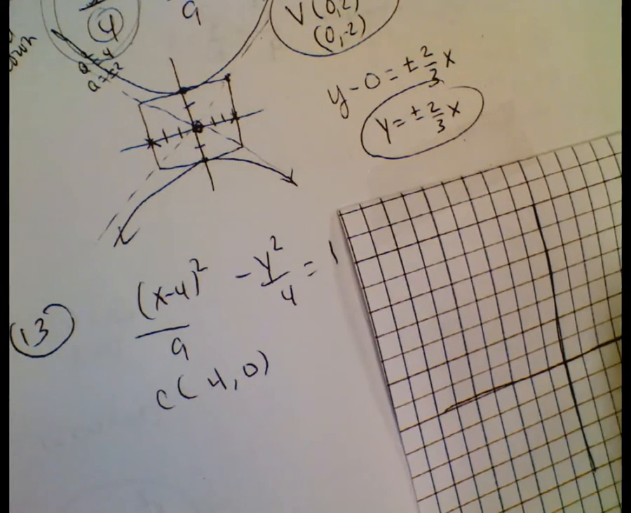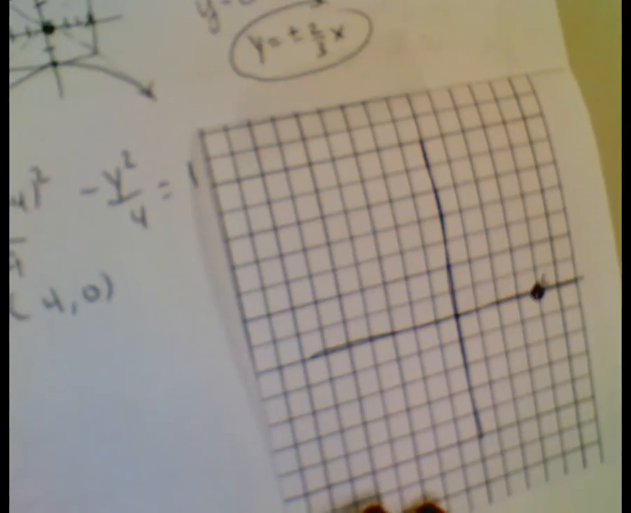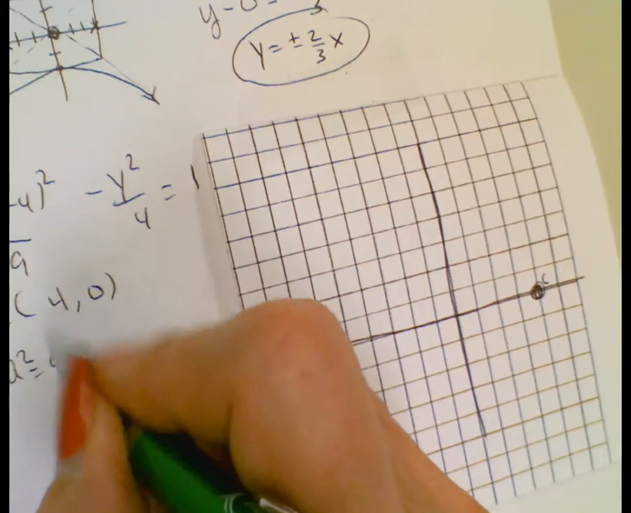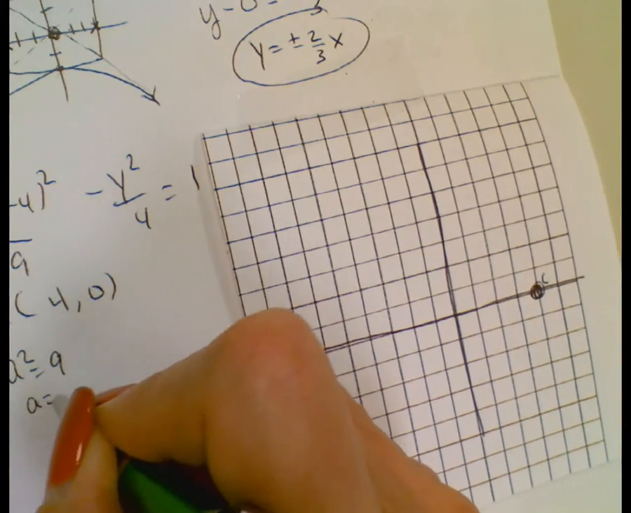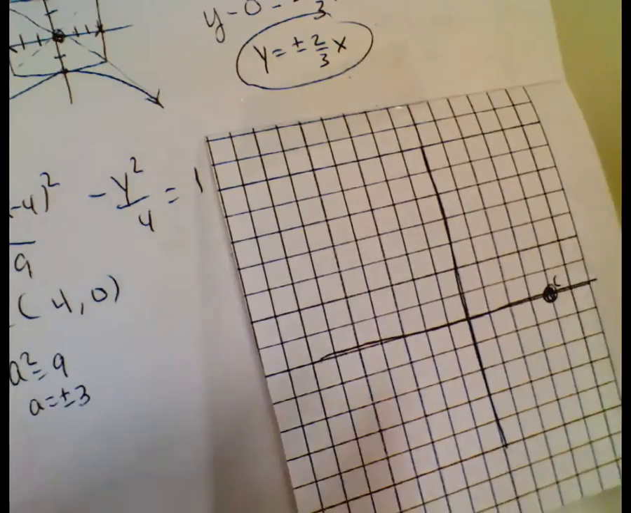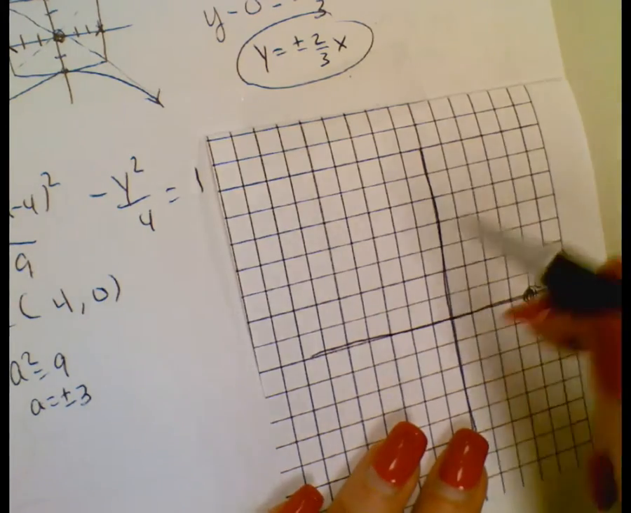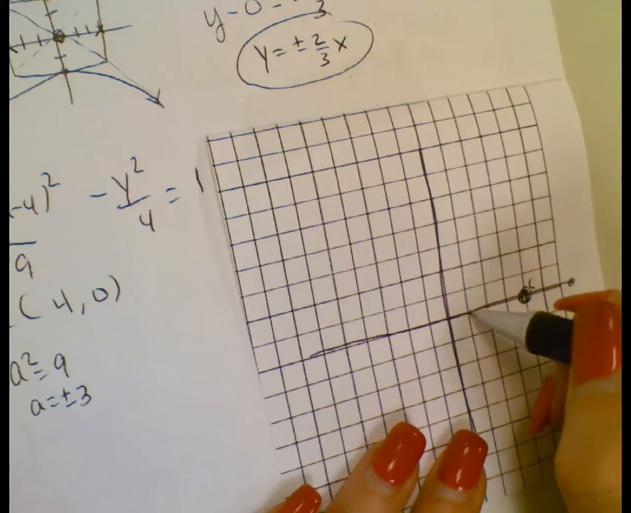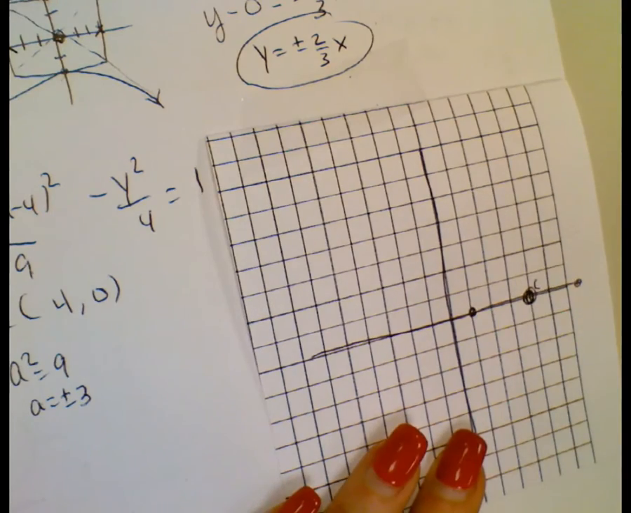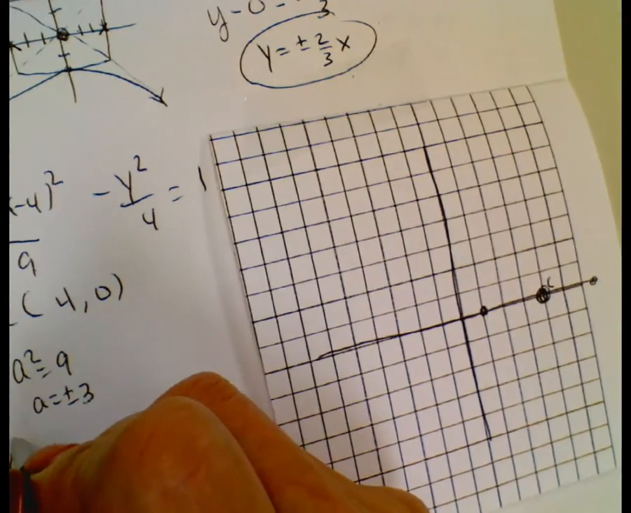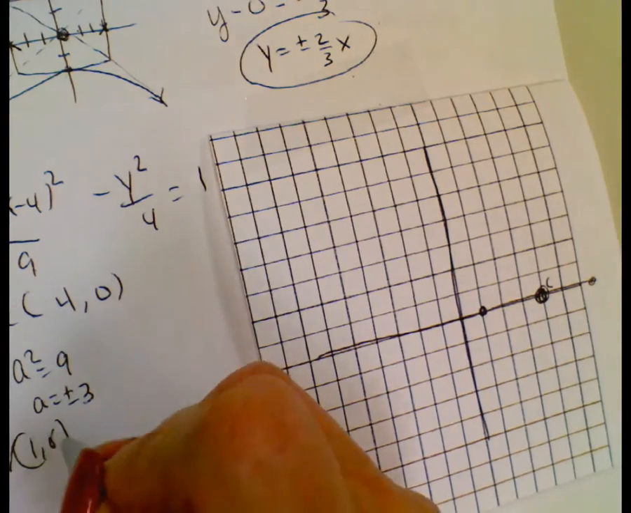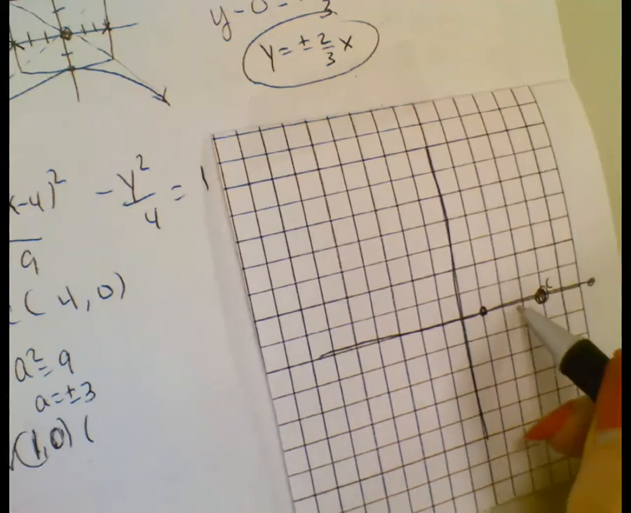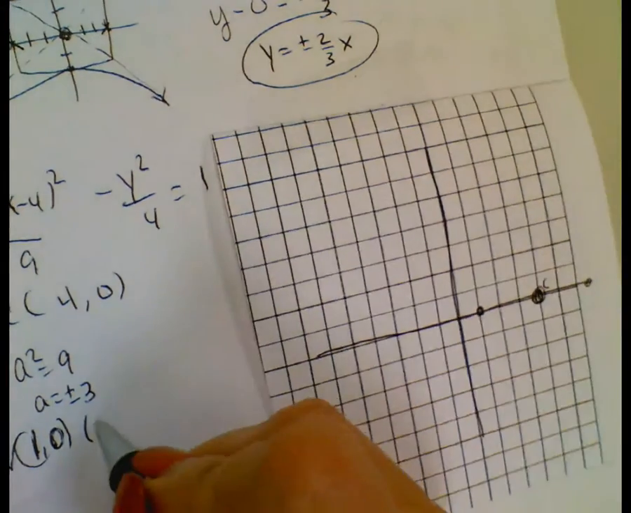That is my center. Now, the a squared is equal to the positive number. So a is positive or negative 3. So that means from the center x, we're going right and left. 1, 2, 3. 1, 2, 3. Those vertices are 1, 0, and 7, 0.